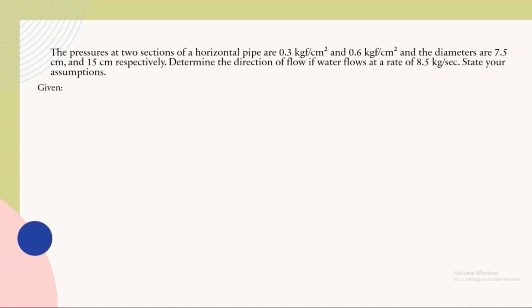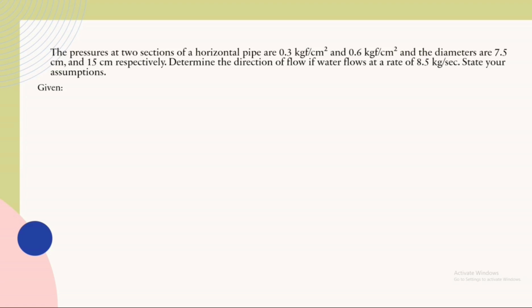In this video, we are going to solve a problem about fluid flow measurement, determining the flow direction in a horizontal pipe based on the pressure and diameter data. Our problem is: the pressures at two sections of a horizontal pipe are 0.3 kg force per centimeter squared and 0.6 kg force per centimeter squared, and the diameters are 7.5 cm and 15 cm respectively. Determine the direction of the flow if the water flows at the rate of 8.5 kg per second.